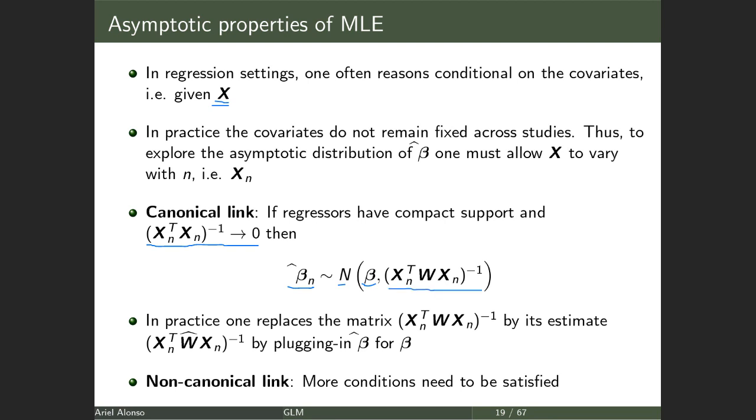In practice, of course, you need to estimate these metrics. X is just the design matrix, contains the covariates. What you need to estimate is this W over here, and you just estimate it, plugging in the maximum likelihood here in the W. So you get this asymptotic distribution. If you don't use a canonical link, again, more conditions need to be satisfied. But essentially, you can now apply all the machinery of inferential statistics.